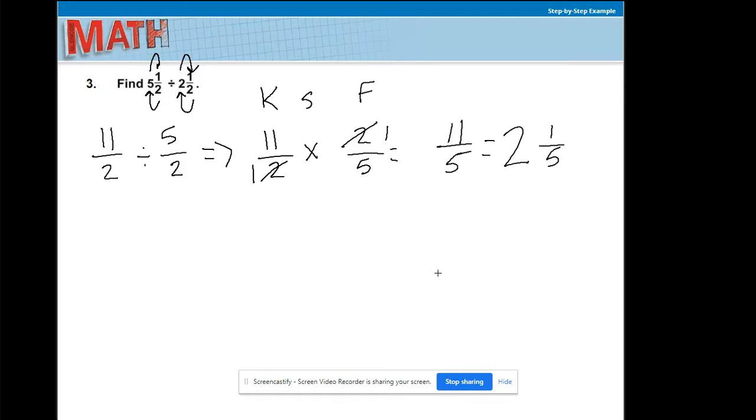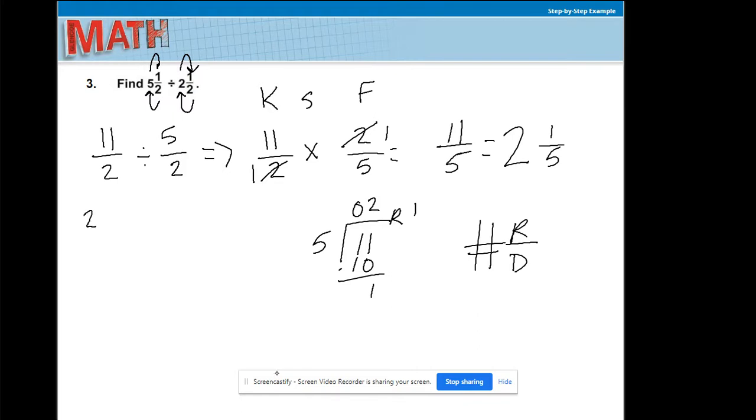Okay, how I got 2 1/5 is I divided 11 by 5. Okay, and that was 2, and that's 10, and that's 1, so I get remainder 1. So then we have our whole number, remainder, and our denominator. Okay, if you did not cross those out, that's okay.